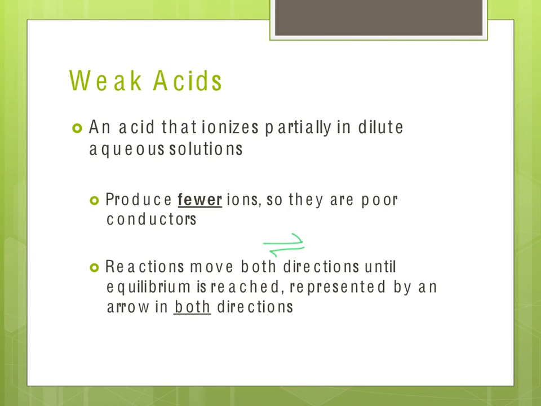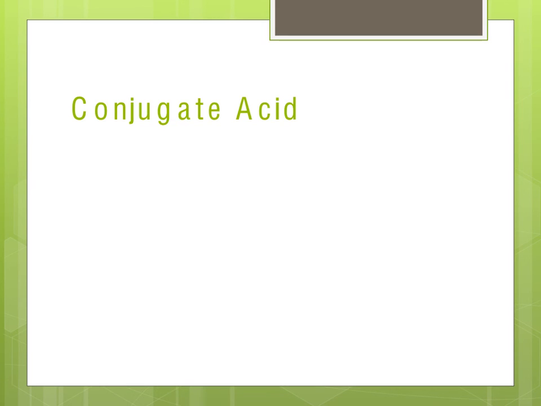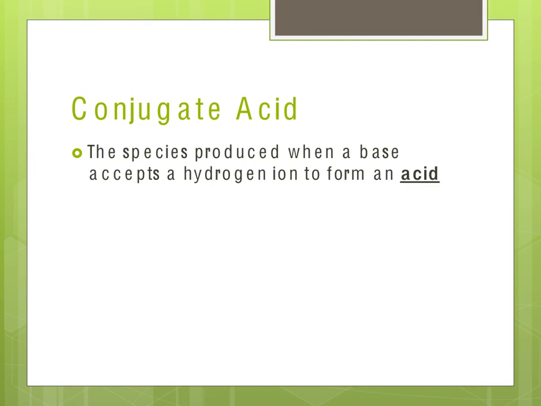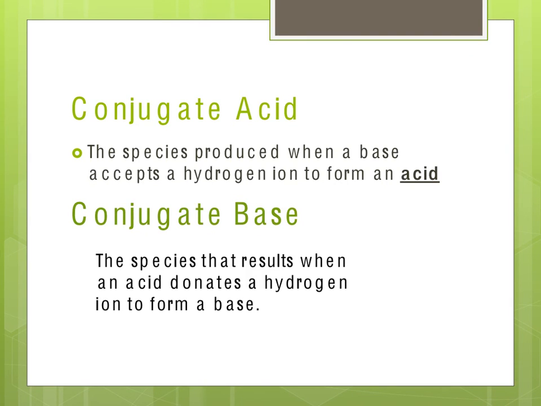Now I keep saying the hydrogen ion and the other thing. So let's talk about what that other thing is called. It's called a conjugate acid-conjugate base pair. So what is a conjugate acid? Well, the conjugate acid is the species produced when a base accepts a hydrogen ion to form an acid. The conjugate base, by definition, is the species that results when an acid donates a hydrogen ion to form a base.